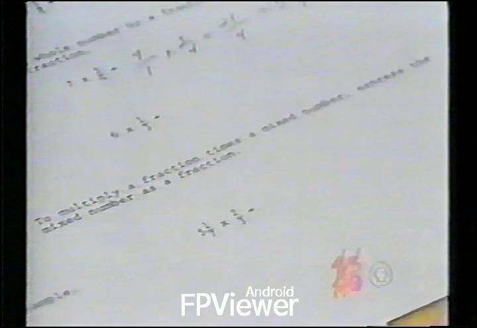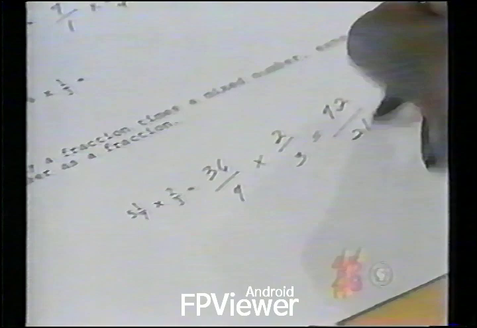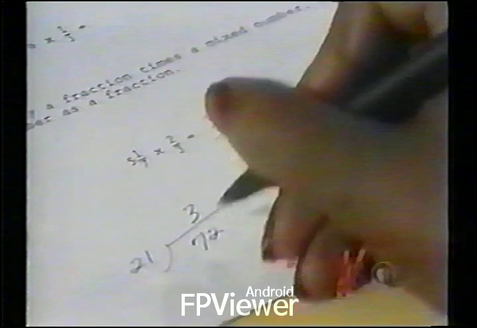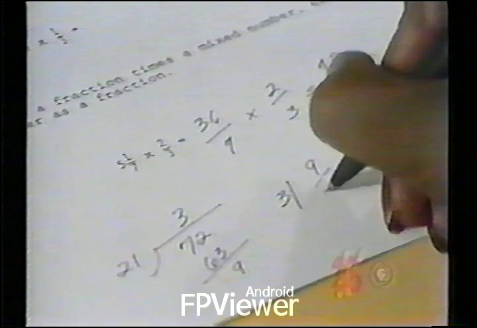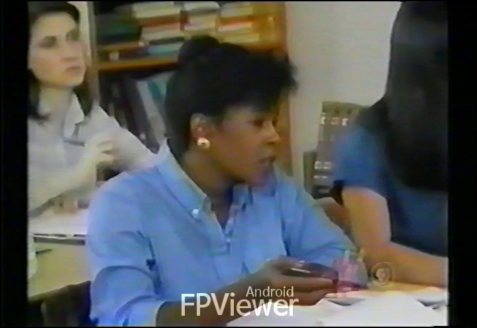Look at rule number three in the example. To multiply a fraction times a mixed number, express the mixed number as a fraction. Okay? Now, what is 2/3 of 5 1/7? Got an answer you like? The answer I got was 3 3/7. Uh-huh. Now, how did you get that? Well, what I did was change the 5 1/7 into a fraction and multiplied it just like always. Okay. Next? All right.